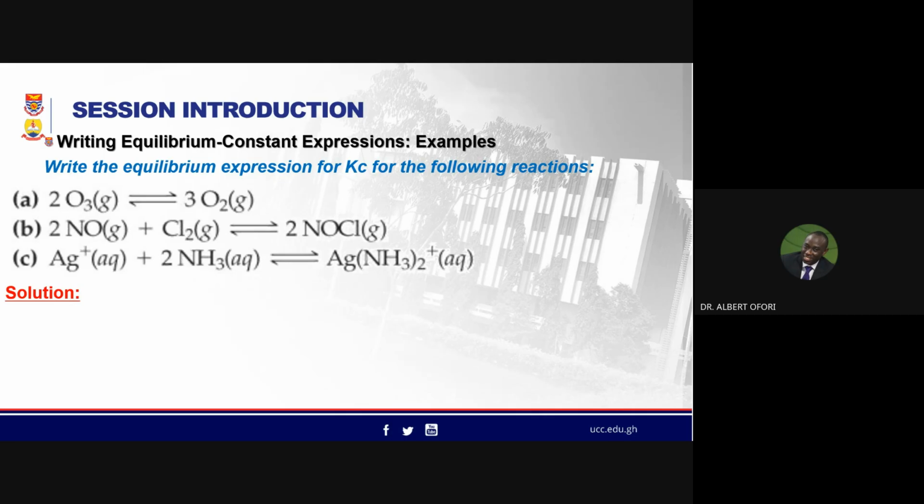The first one, ozone to oxygen. How would it look like? Ozone to oxygen is going to be oxygen. So K is equal to what? K is equal to the concentration of O2 exponent 3 over ozone exponent 2.